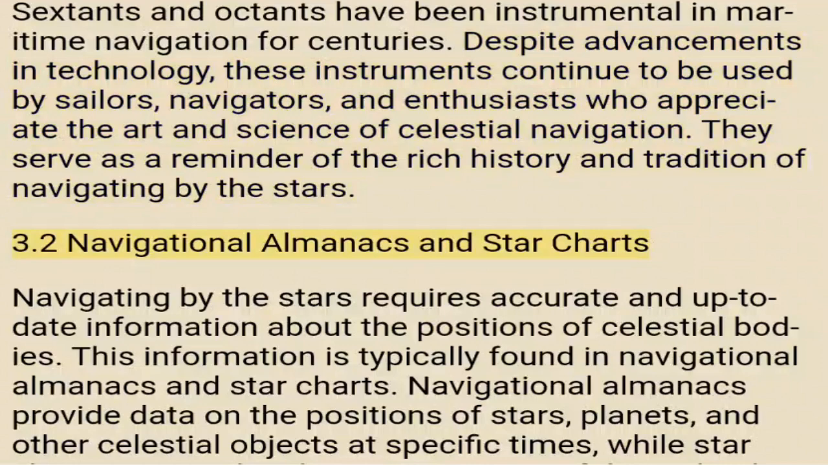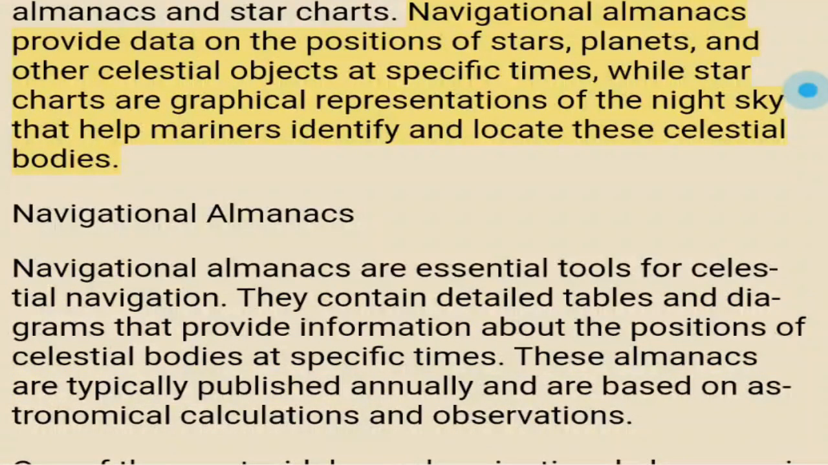3.2 Navigational Almanacs and Star Charts. Navigating by the stars requires accurate and up-to-date information about the positions of celestial bodies. This information is typically found in navigational almanacs and star charts. Navigational almanacs provide data on the positions of stars, planets, and other celestial objects at specific times, while star charts are graphical representations of the night sky that help mariners identify and locate these celestial bodies.